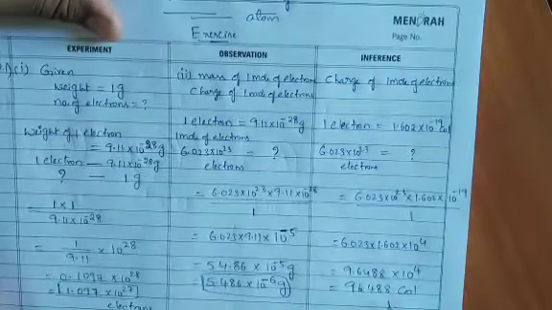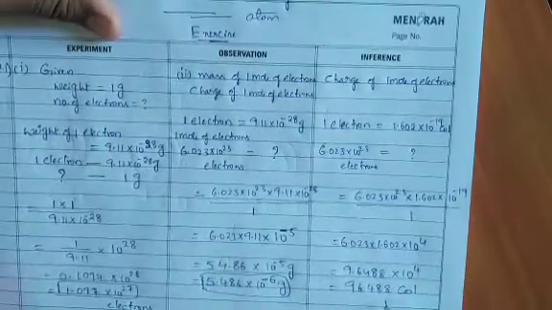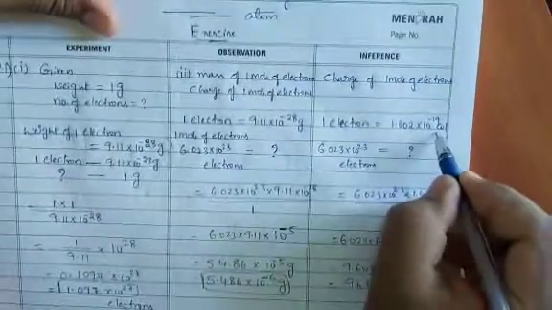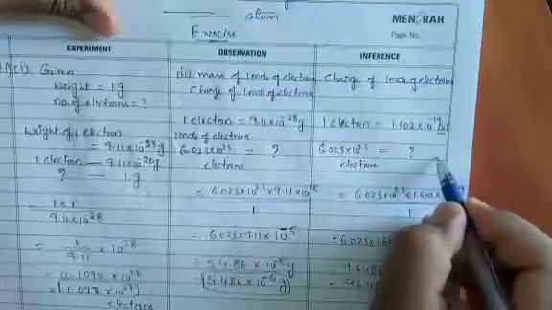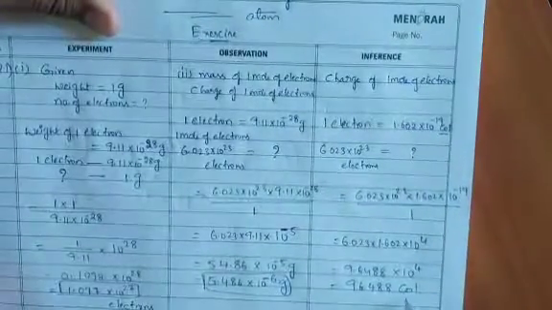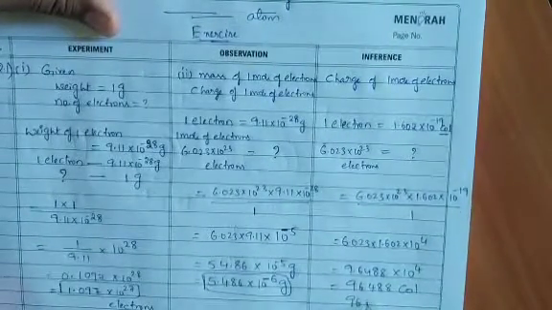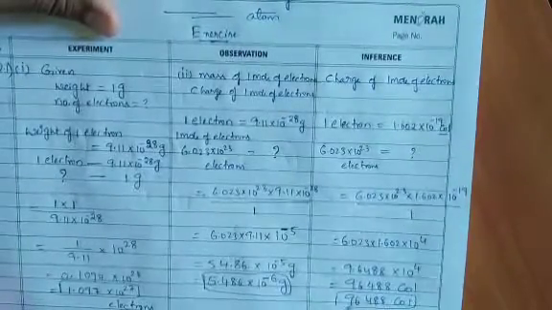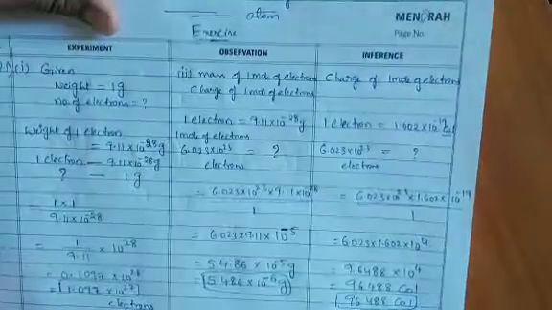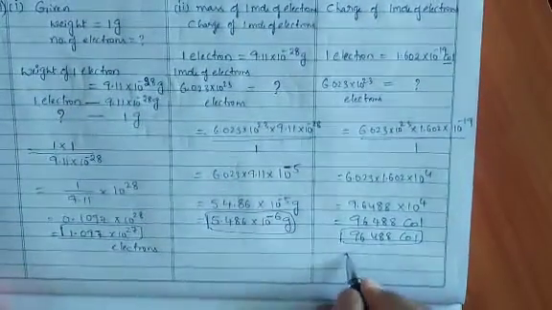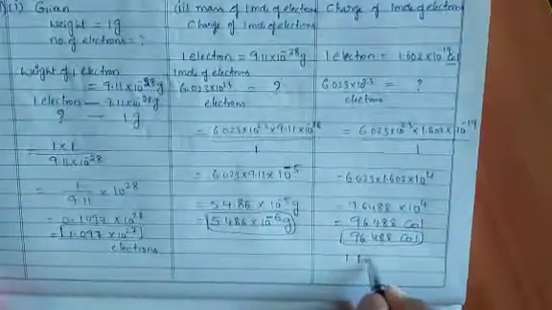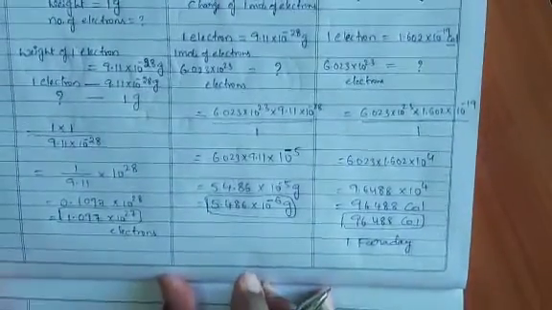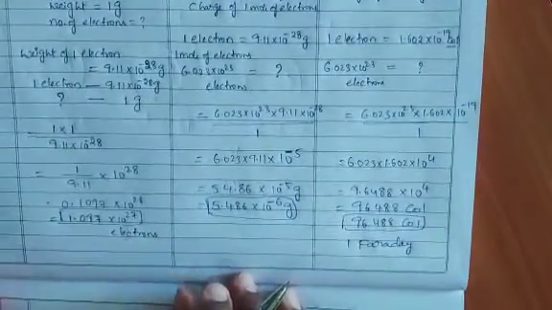Units are very important, all of you. Remember carefully. Here I took 1 electron charge in coulombs, so the answer also will be in coulombs only. Answer is 96,488 coulombs. This is also called 1 Faraday.